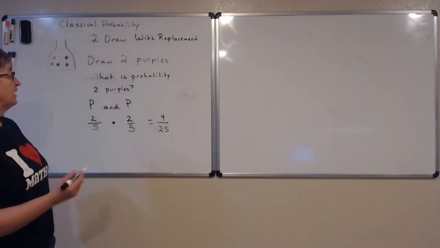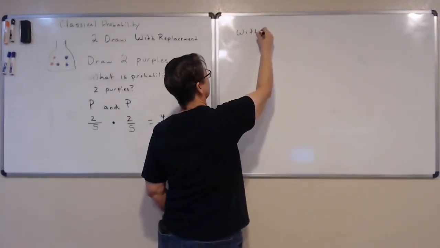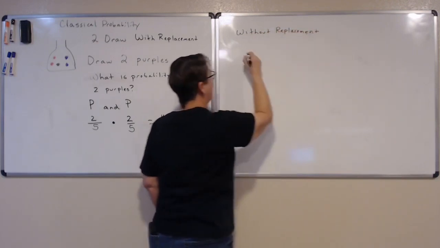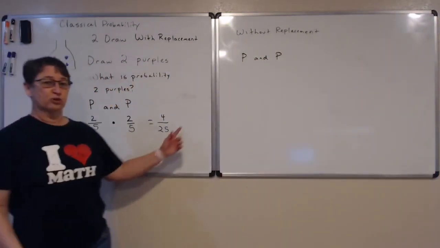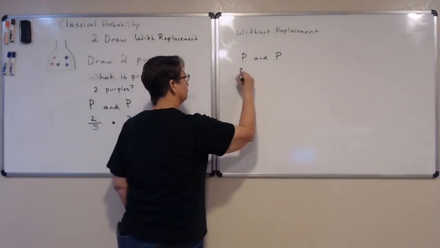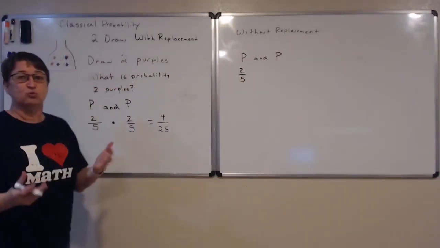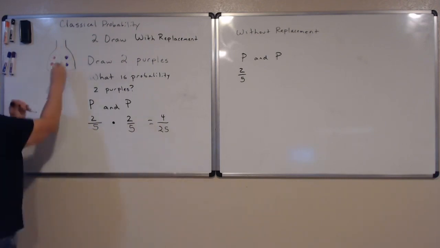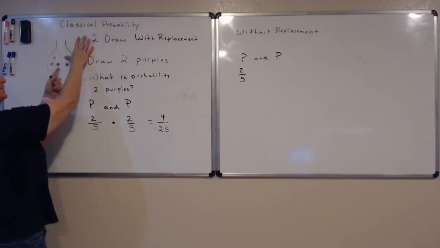Okay, now what about if we did this exact same thing, but we did it without replacement? So without replacement, purple and purple. Well, on the first one, what would my probability be? Still 2/5, right? We still got 2/5 because it's 2 out of the 5. But now it's without replacement. So I took this purple out and it's in my hand. That purple is now in my hand. So now what's the probability that I get that second purple?